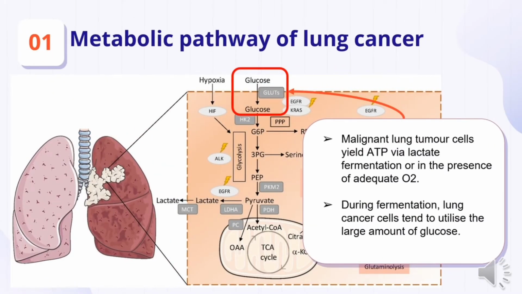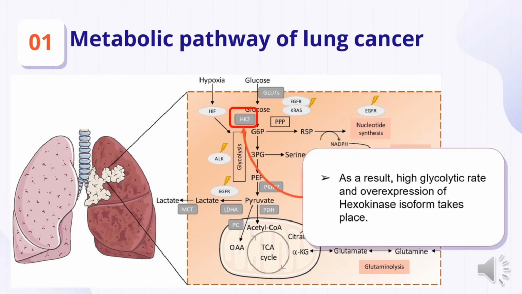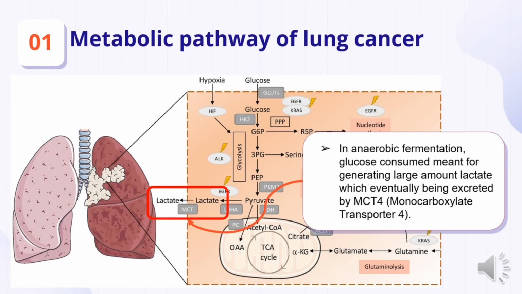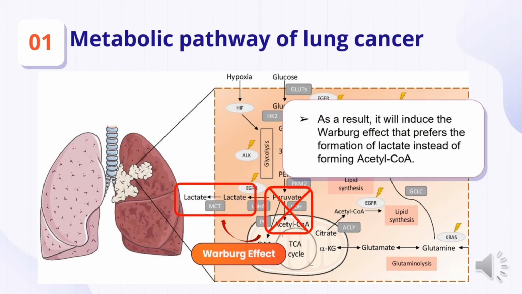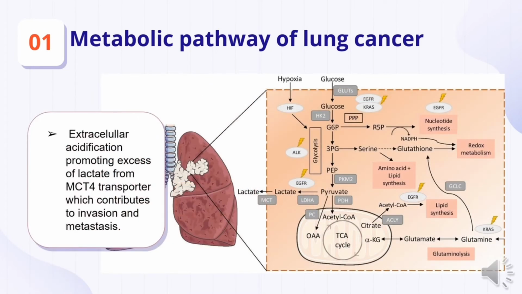In the metabolic pathway, malignant lung tumor cells tend to yield ATP via lactate fermentation even in the presence of adequate oxygen. During fermentation, lung cancer cells tend to utilize a large amount of glucose. As a result, a high glycolytic rate and overexpression of hexokinase isoform enzymes take place. Whereas in anaerobic fermentation, the glucose consumed is meant for generating a large amount of lactate, which is eventually excreted by MCT4. MCT4 stands for monocarboxylate transporter 4. As a result, it will induce the Warburg effect that prefers the formation of lactate instead of forming acetyl coenzyme A. Extracellular acidification, promoting excess lactate from the MCT4 transporter, contributes to invasion and metastasis of tumor cells.